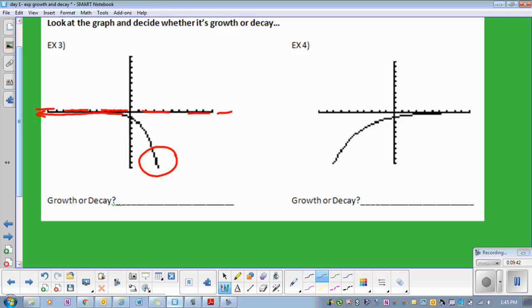So is this right arm going towards or away from the asymptote? Away. Yeah, it's going away. And on your notes, it says if it's going away, what is it? It's a decay. It's a growth. No, I accidentally said decay.